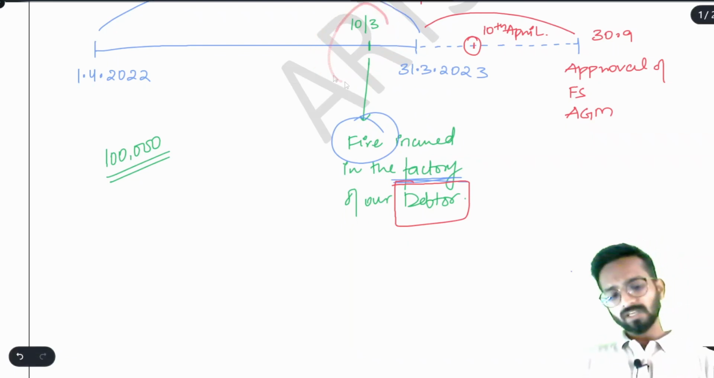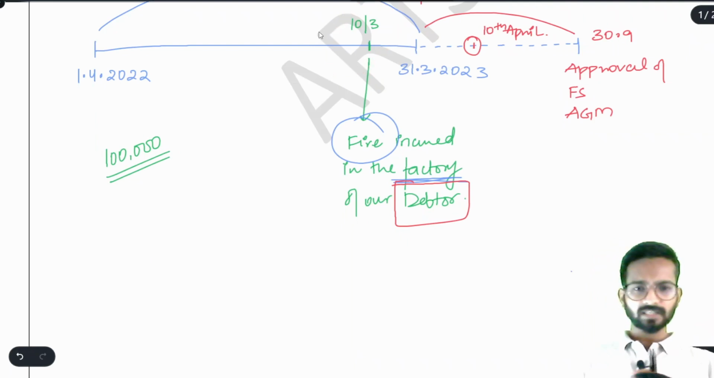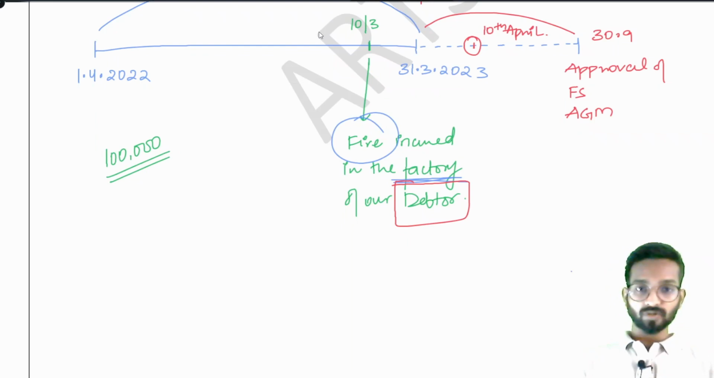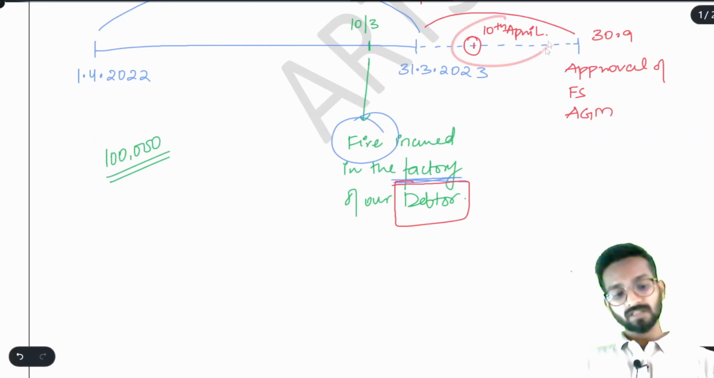See, on 10th March, we already knew that there is a fire incurred in the debtor's factory. We had this knowledge that if there is a fire in the factory, he won't be able to pay. But we were hoping for the good that what if he has some insurance policy? What if he gains a refund from the insurance policy? It is good for us. But now on the 10th April, he is saying, I cannot pay you any money. Now understand this.